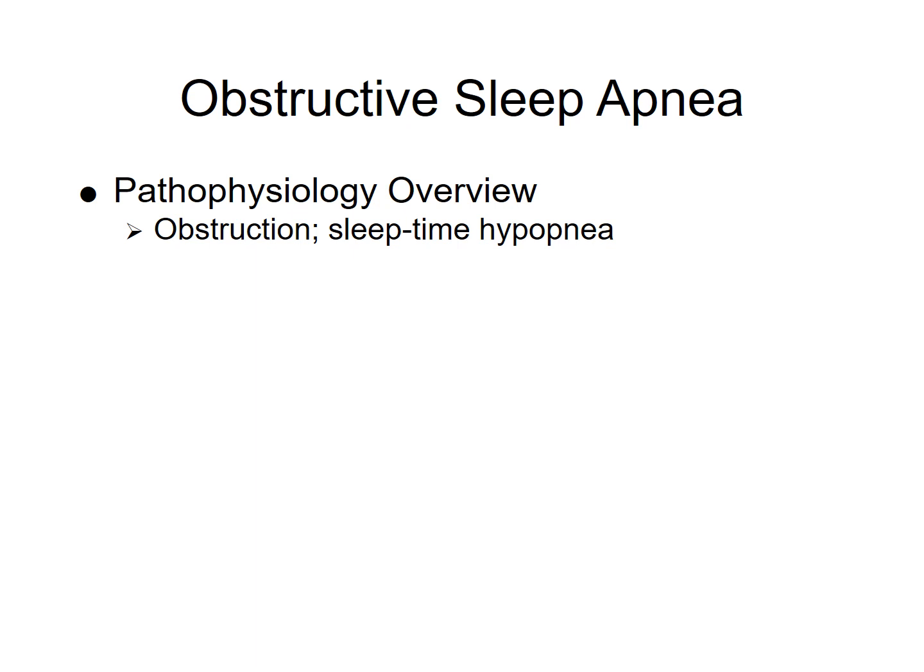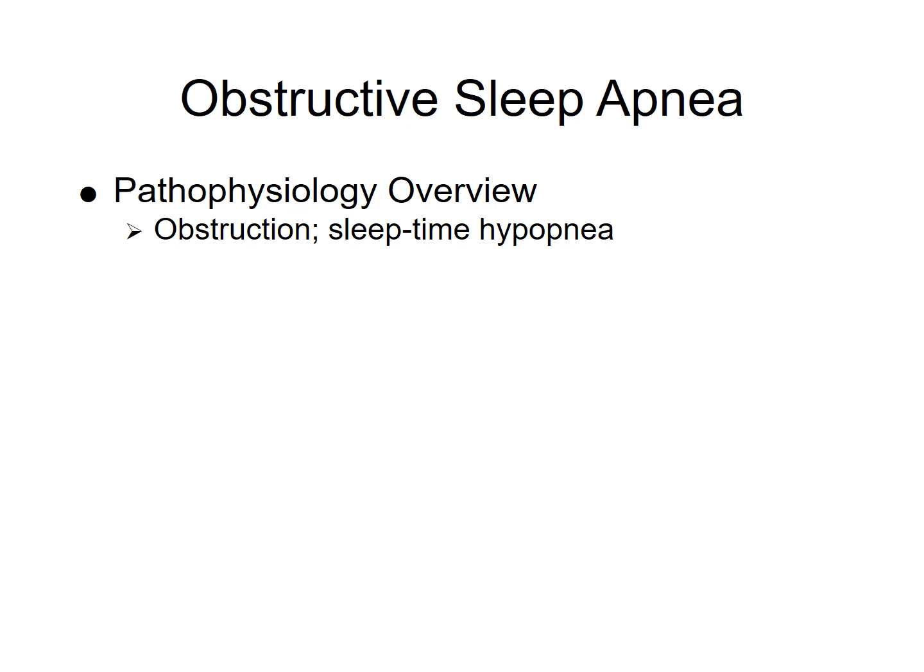OSA decreases gas exchange due to the restricted breathing. This lowers the blood oxygen level. The arterial blood oxygen saturation level is less than 80% due to the apnea. And you can see that if they don't get that oxygen, the patient can die.